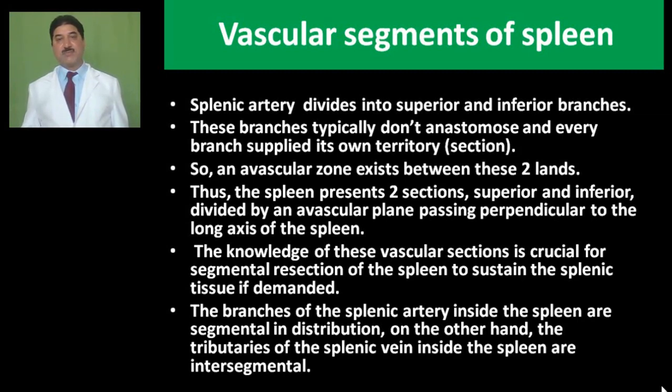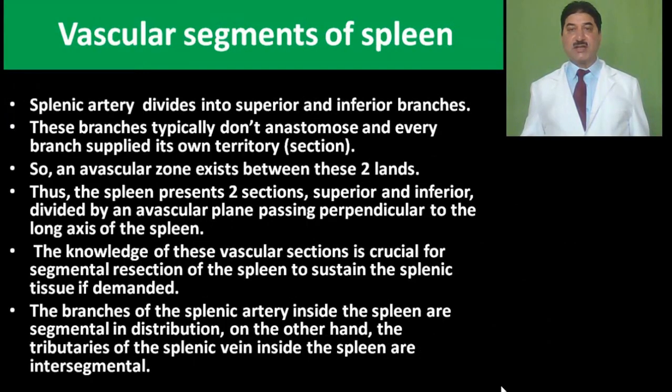The knowledge of these vascular sections is crucial for segmental resection of the spleen to sustain the splenic tissue if damaged. The branches of the splenic artery inside the spleen are segmental in distribution. On the other hand, the distribution of the splenic vein inside the spleen is intersegmental.